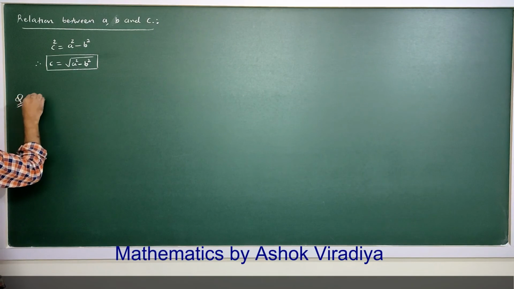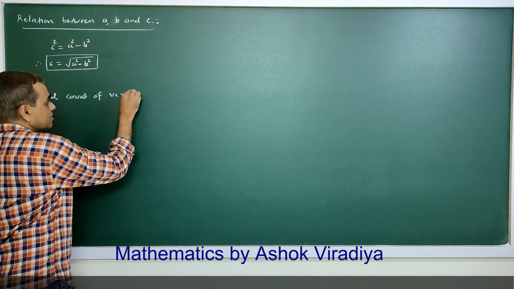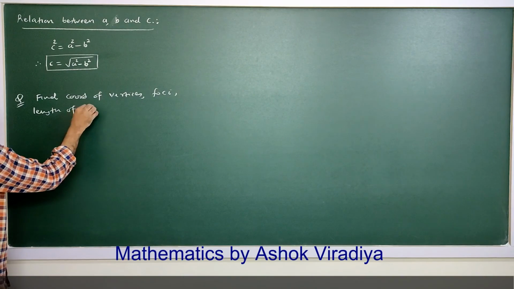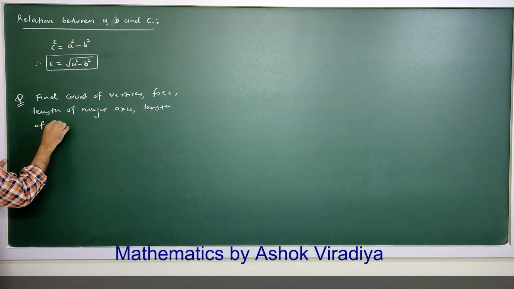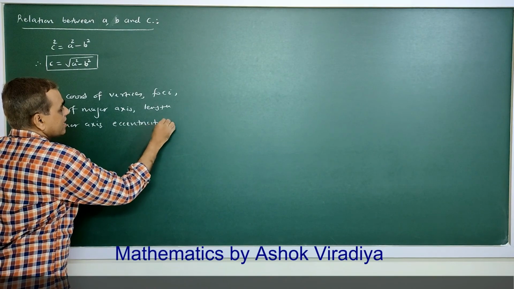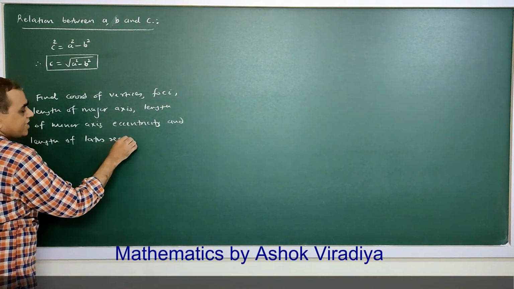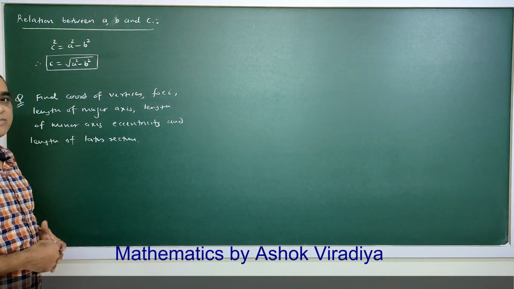Question is, find coordinates of vertices, coordinates of foci, length of major axis, length of minor axis, eccentricity, and length of latus rectum. Now we are taking a question to find all these values: coordinates of vertices, foci, length of major axis, length of minor axis, eccentricity, length of latus rectum, etc.